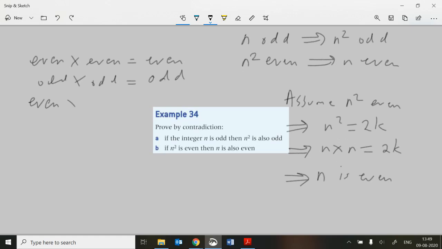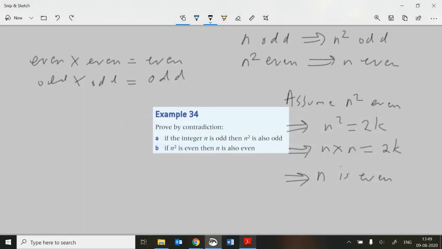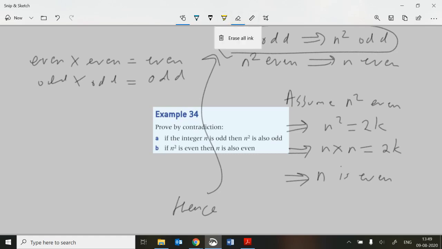Okay, so if we have an even number, it must have come from an even times an even, because the only other option is to have an odd number coming from an odd times an odd. However, I'm overthinking that a little bit there. The book just allows us to state that n must be even. This is a fact that we can use. Now if n is even, hence we've shown the contrapositive is true, hence this original statement must be true. Okay, all right, let's get rid of that.